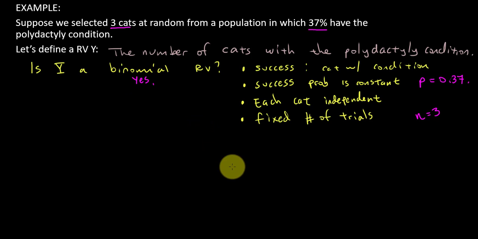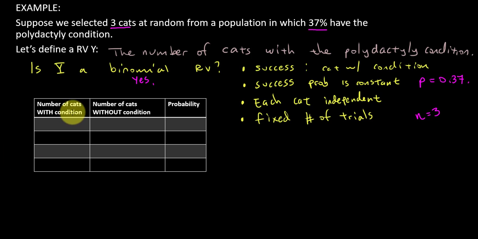Let's determine some probabilities associated with this binomial random variable, and we'll use that handy-dandy formula from above. But first, I'm going to make a little table to help organize our work. You know I love my tables. In this table, I've got 3 columns. The first saying the number of cats with the condition, the number of cats without, and then the probability for such. So we're going to fill this all in. These first 2 columns we'll be doing right now.